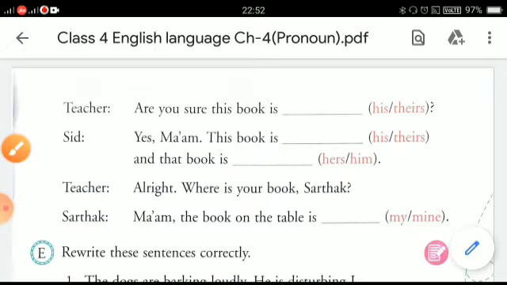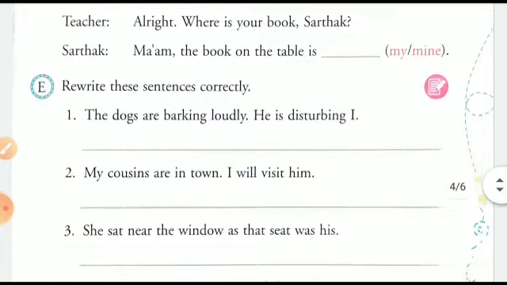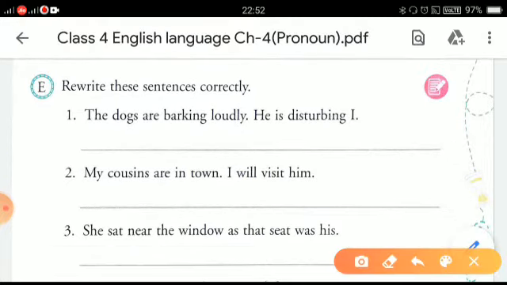Now let's rewrite the sentences correctly. The first one is, the dogs are barking loudly. He is disturbing I. It's written in an incorrect way. Let's do the correction and write again. And the correct sentence is, the dogs are barking loudly. It is disturbing me.